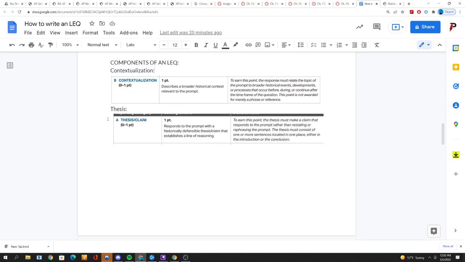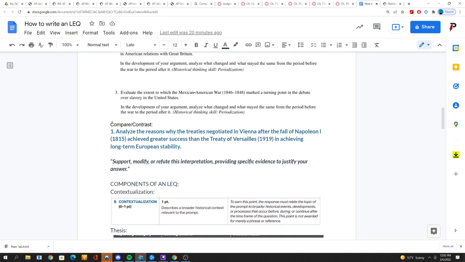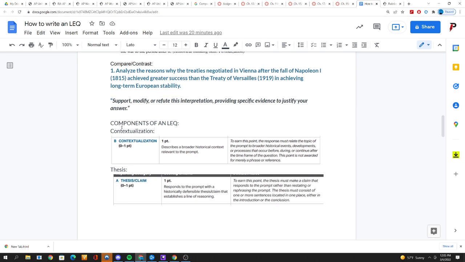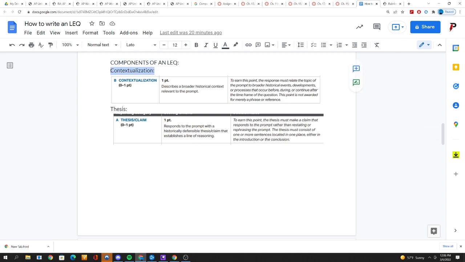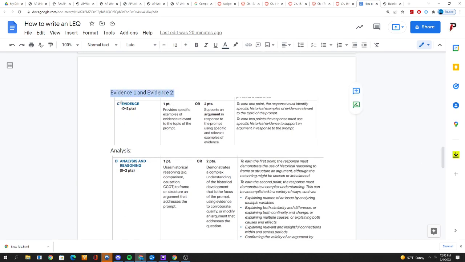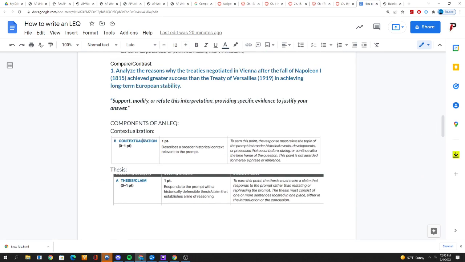So next, what are the components of an LEQ? I've been talking about these body paragraphs and all this stuff, but what do people really look for in an LEQ? Well, there are really 4 parts. There is your contextualization, your thesis, your first body paragraph evidence, and your second body paragraph evidence, and then your analysis. Each of these is scored between 0 and 1 point. There is no 0.5, there is no 0.75. Either you get the point or you fail to get the point.